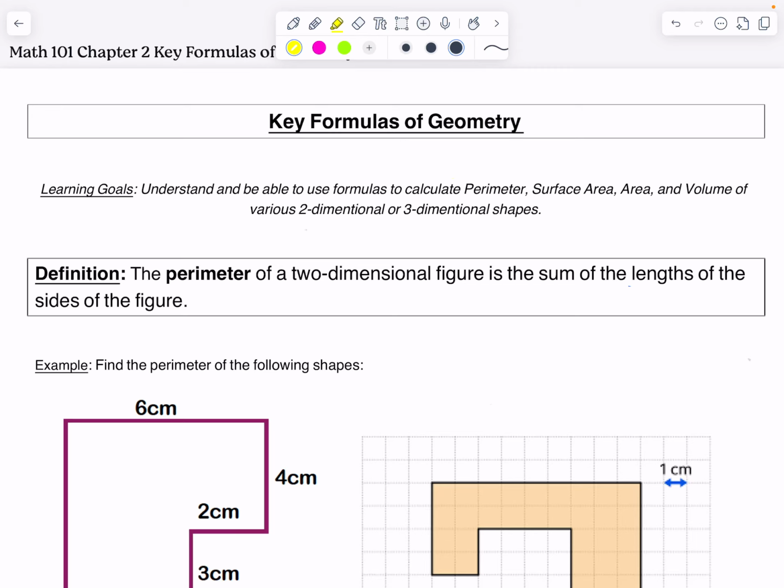All right, here we are. We're in chapter 2, first section. So this chapter has a lot to do with geometry and measuring things. This particular section talks about measuring two-dimensional figures in different ways or three-dimensional figures in different ways.